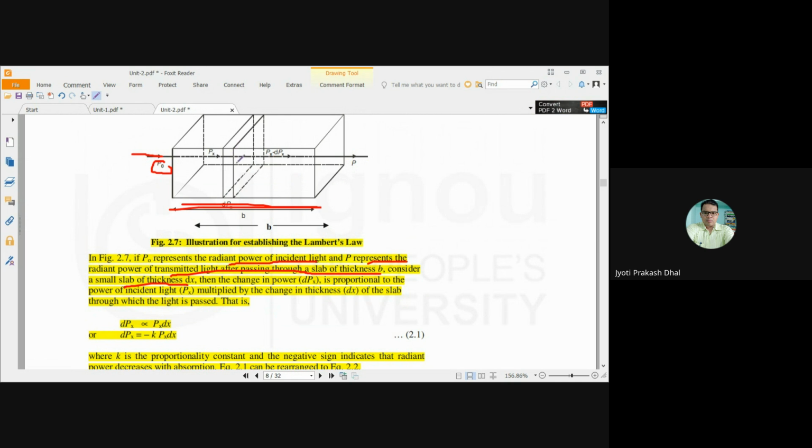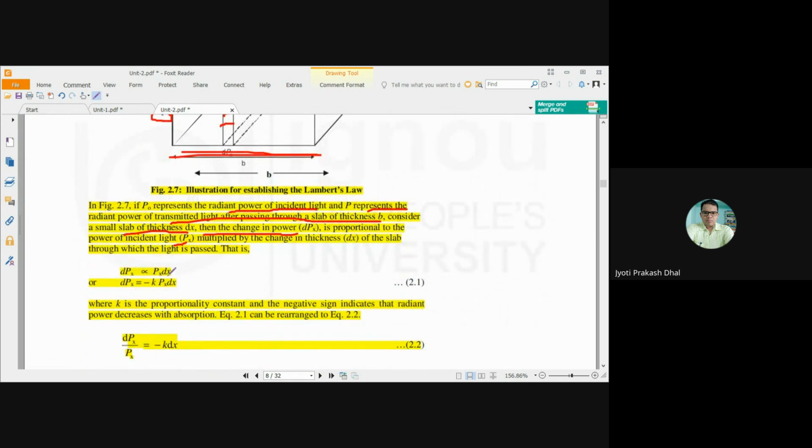And if we examine this observation through a very thin portion, that is the portion maybe dx, consider a small slab of thickness dx. Then the change in power or intensity within this small thickness range will be dPx, that is proportional to the incident light Px. So dPx is proportional to Px multiplied by the change in thickness, dx, or dPx equals some constant minus k Px dx.